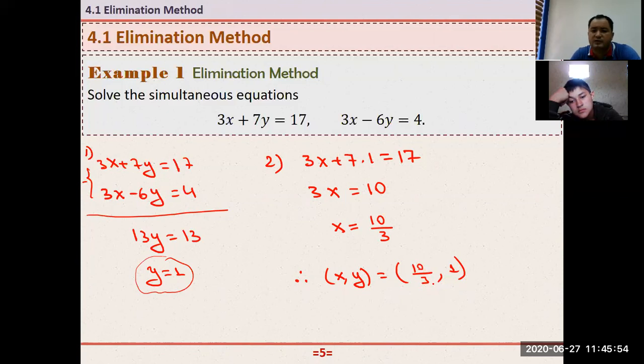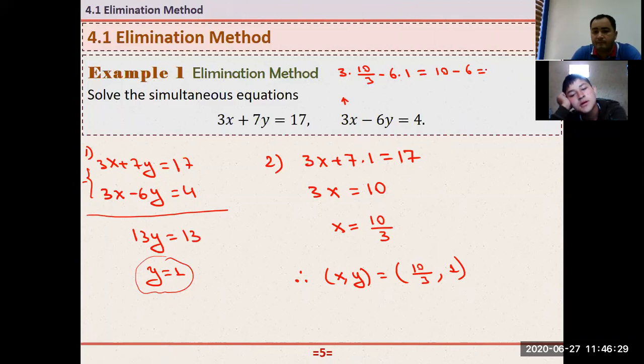Now for x = 10 over 3 and y = 1, if you substitute here and evaluate, we will get 17. In the second equation, for x = 10 over 3 and y = 1, substitute here, we will get 4. For example, if you check this, substitute here, is it true or not? 3 times, what is x? 10 over 3, minus 6 times, what is y? y equals 1. The 3 cancels, I have 10 minus 6, it is 4. Is 4 equal to 4?